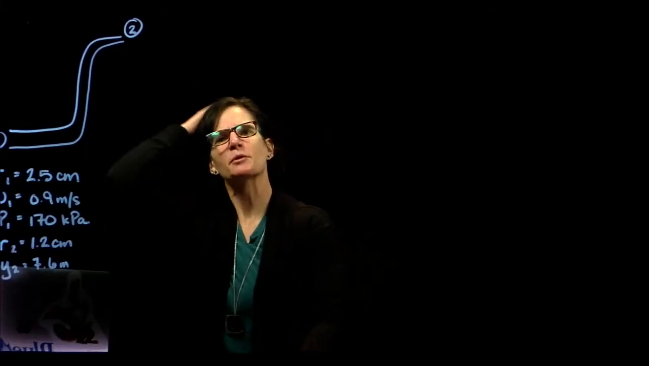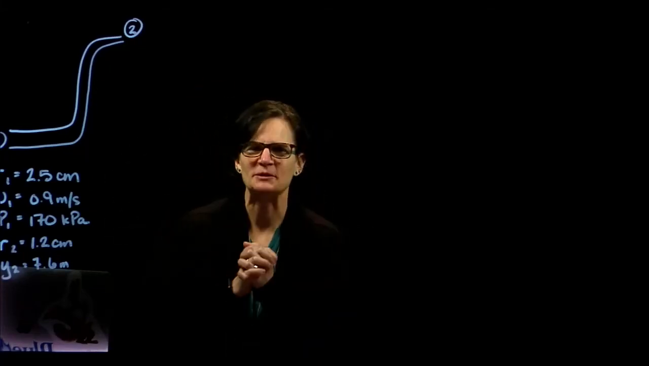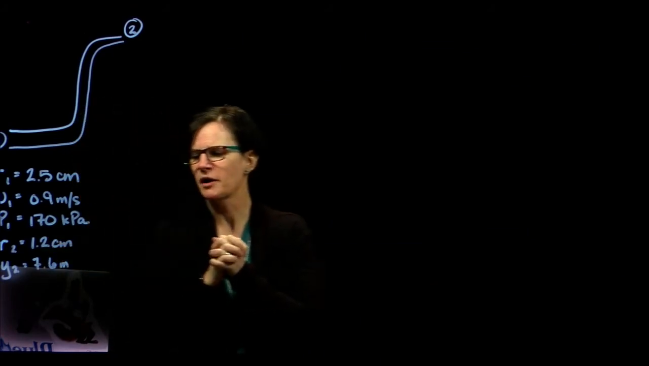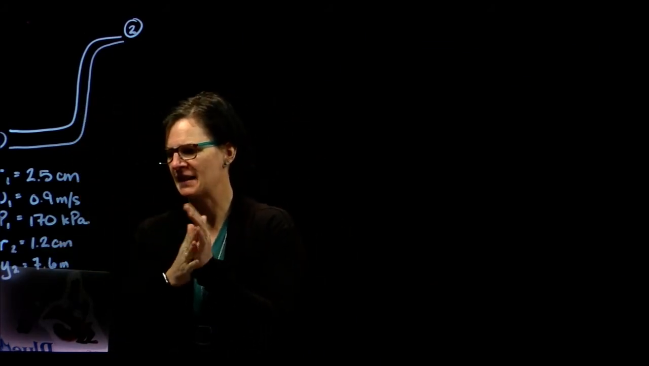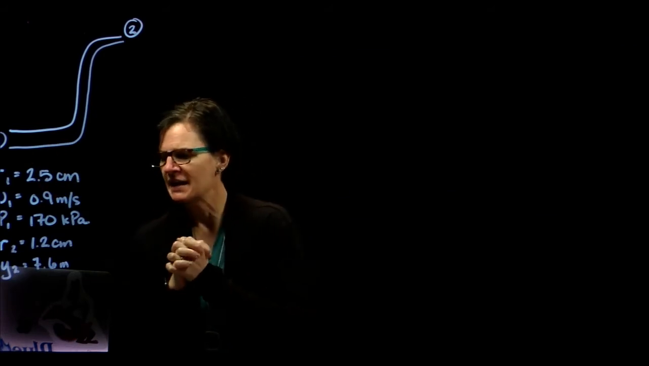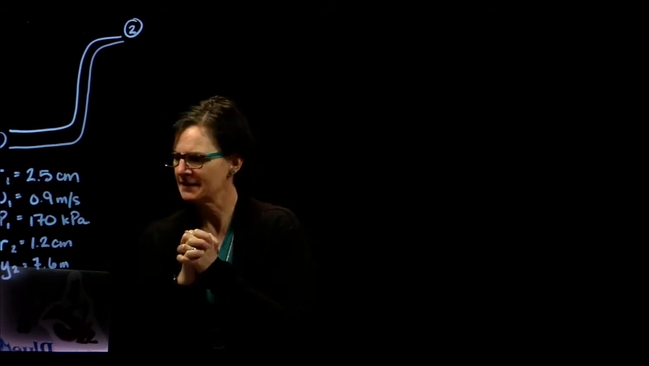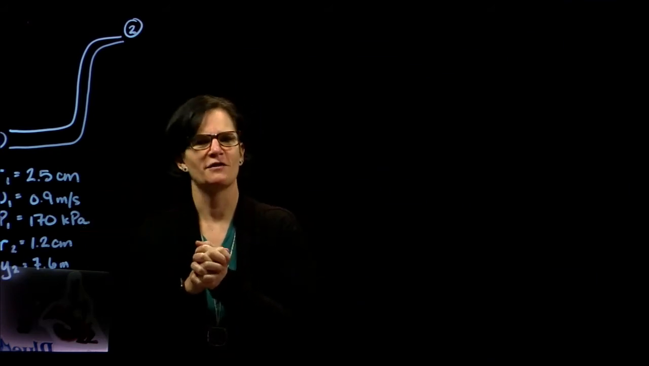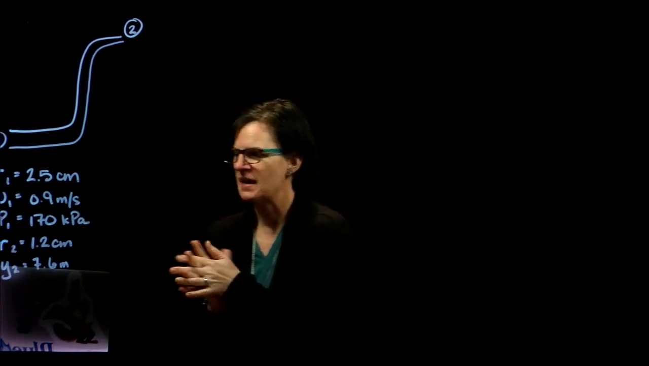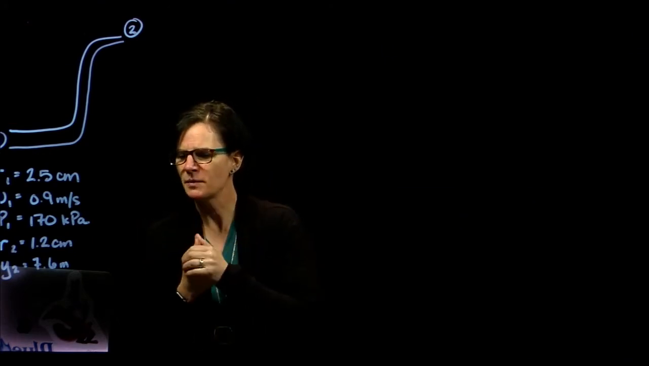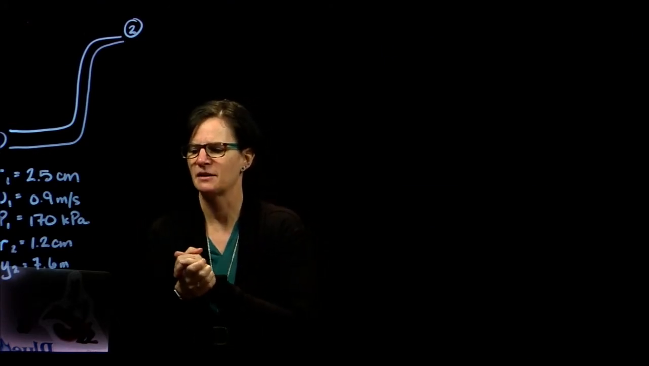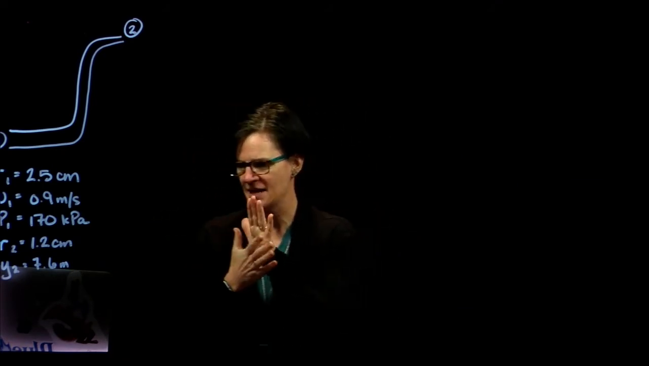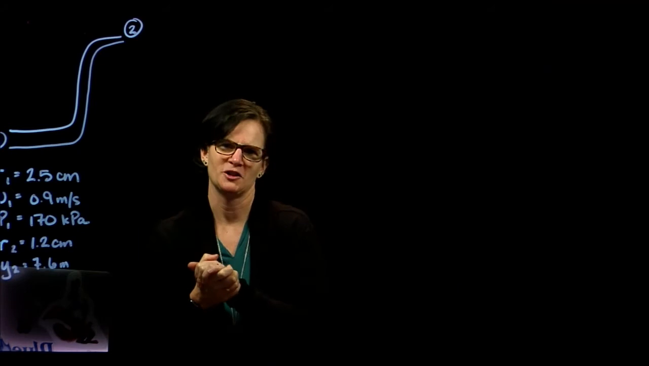We're going to look at a Bernoulli's equation problem, a fluid flow problem. This problem reads: a water pipe having a 2.5 centimeter inside radius carries water into the basement of a house at a speed of 0.9 meters per second and a pressure of 170 kilopascals. If the pipe tapers to 1.2 centimeter radius and rises to the second floor, which is 7.6 meters high, what is the water pressure at the second floor?